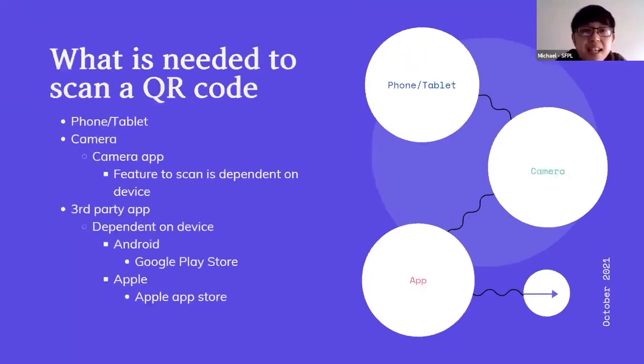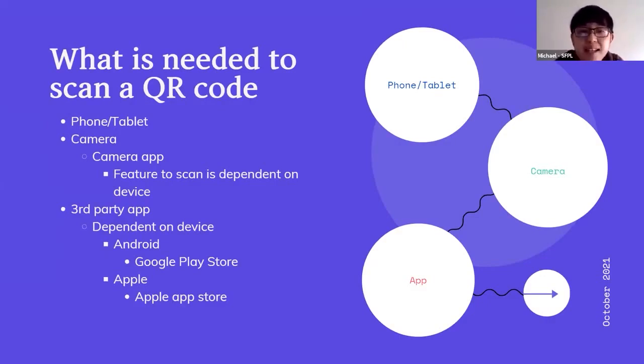So what is needed to scan a QR code? Normally you would have a phone or a tablet, and within the phone or tablet, you will have a camera, and within that camera, you have a camera app. And usually, like I mentioned earlier, camera apps have a feature where you could use it to scan QR codes. Sometimes you need to select that option, but sometimes you don't. Sometimes it's already in there. So you just have to use your camera, pointing at a QR code, and something will happen. It will let you know what this QR code is and where it is pointing to.